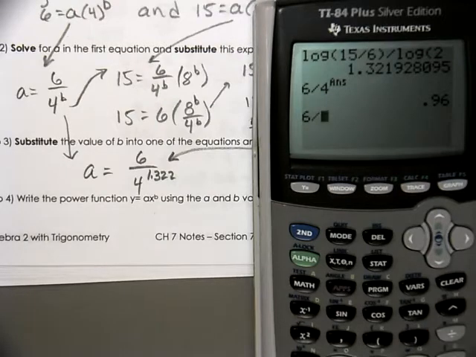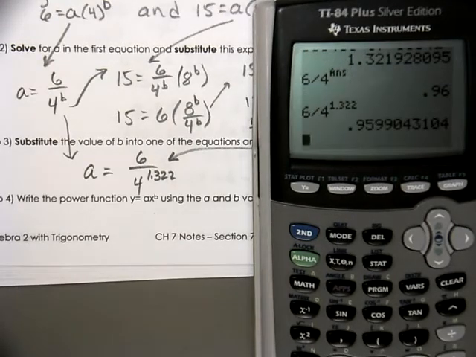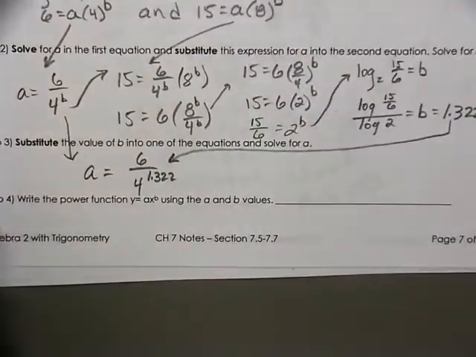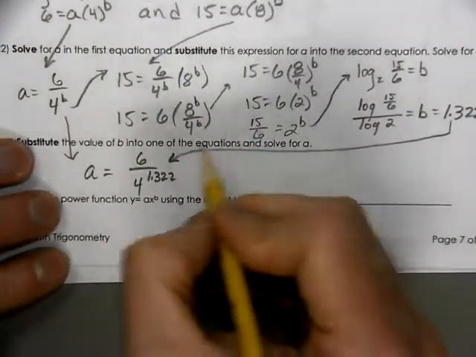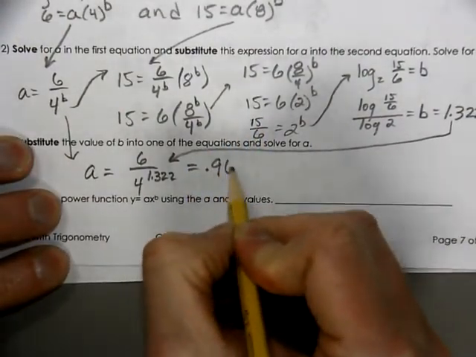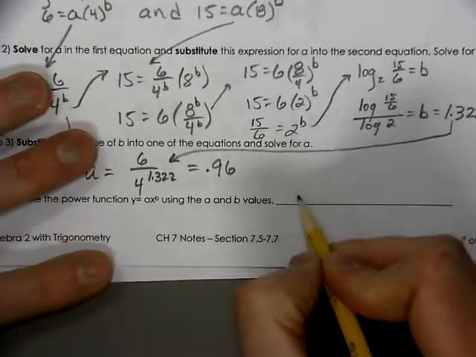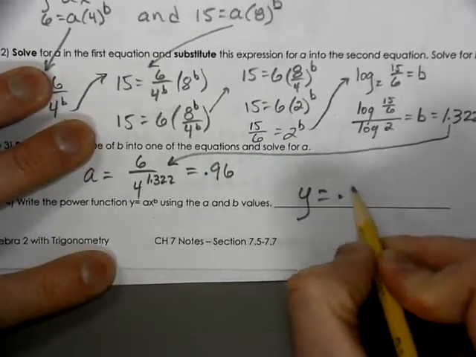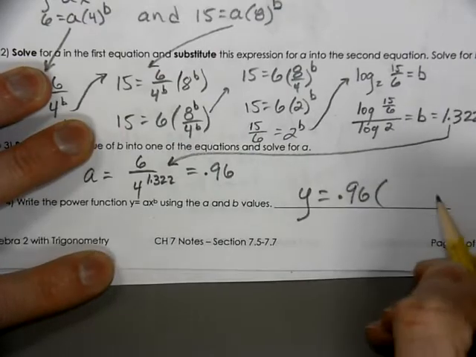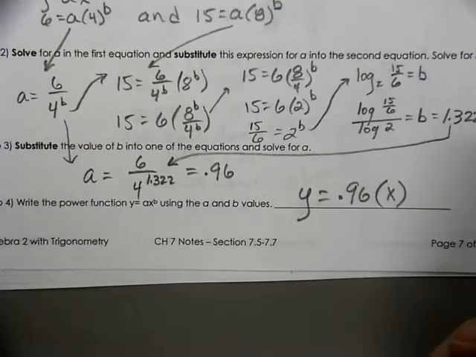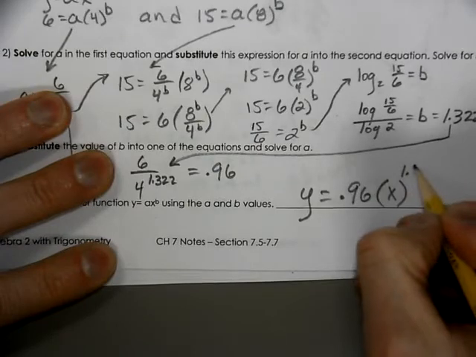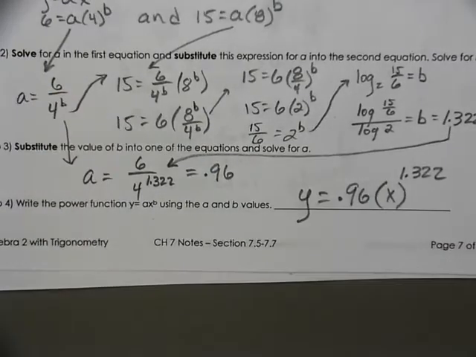Notice if we use a number that's a little bit different than that, if we use 1.322, we get a value that's pretty close to it. We'd probably round to that, but it's not that value. That's the advantage of using the answer key. So we know that this becomes 0.96. That's the a value. So y equals a times x raised to our b value, 1.322.